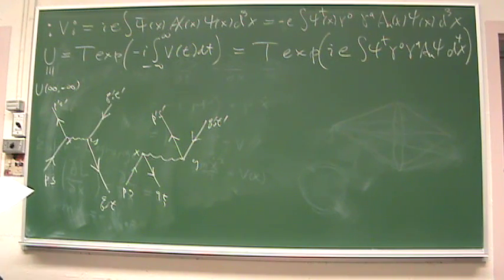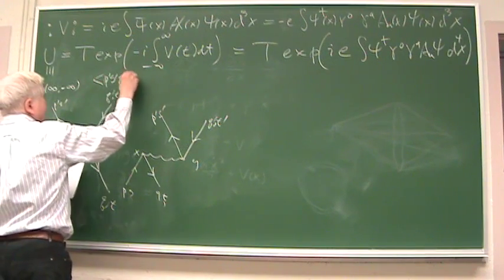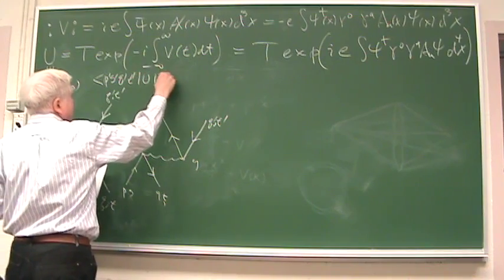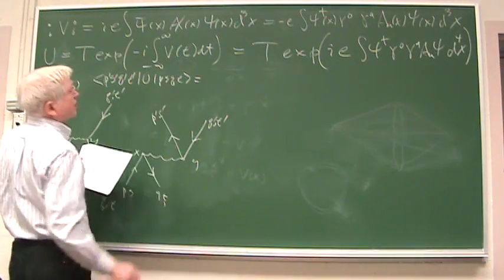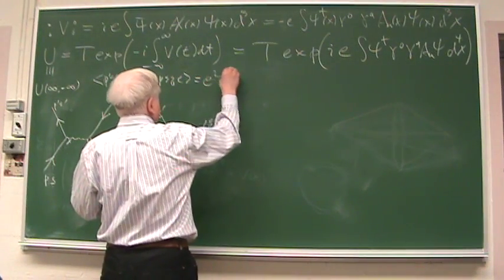Okay. All right, so let's look at this thing then. The amplitude for p prime, s prime, q prime, t prime, U, p, s, q, t equals. Okay, well, first of all, it's going to be e squared.